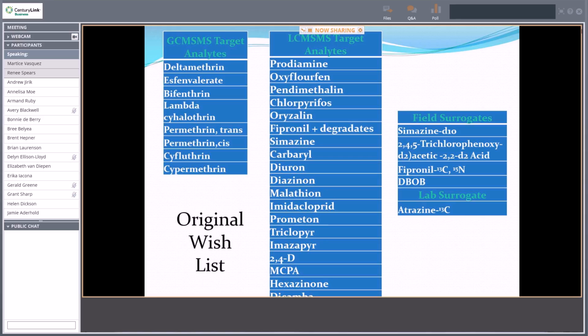So shown here is DPR's original wish list of urban use pesticides that they had targeted for analysis using the CLAM approach. And so I have this broken down. On the left-hand side, you can see the target analytes that are analyzed by GC-MSMS at the laboratory, and this consists of the pyrethroid insecticide class of compounds.